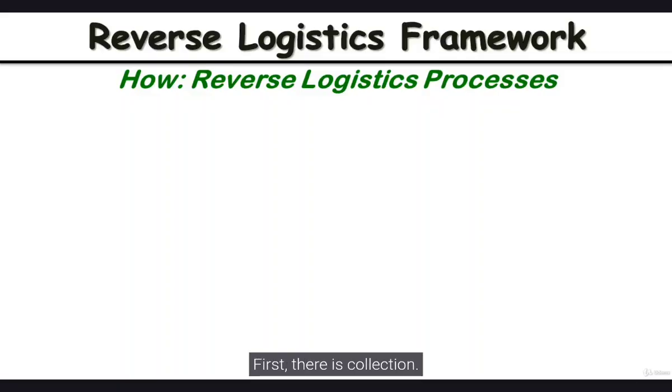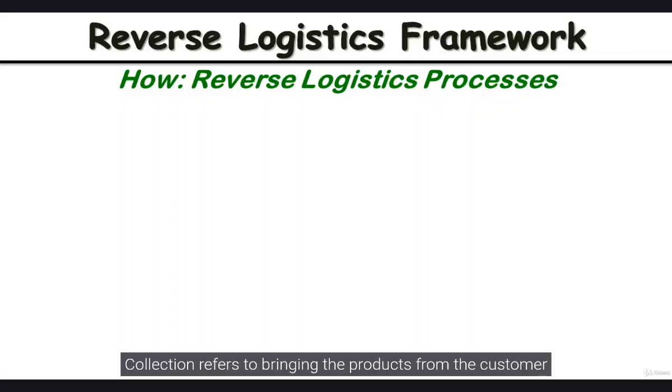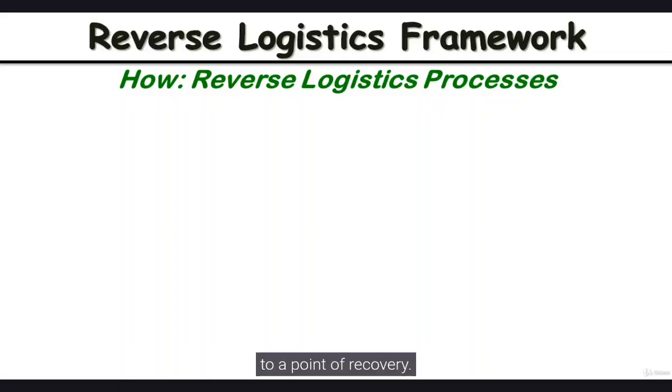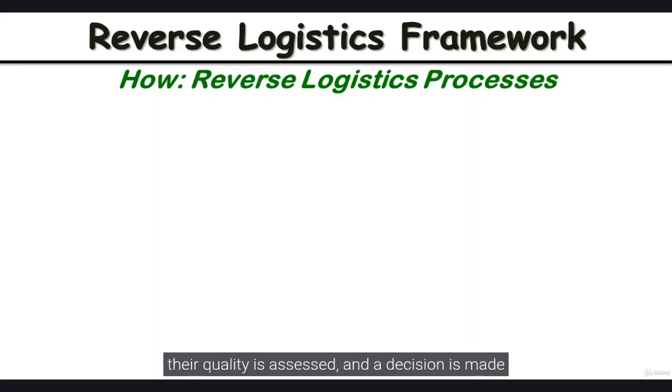First, there is collection. Next, there is the combined inspection, selection, sorting process. Thirdly, there is recovery, which may be direct or it may involve a form of reprocessing. And finally, there is redistribution. Collection refers to bringing the products from the customer to a point of recovery. At this point, the products are inspected, their quality is assessed, and a decision is made on the type of recovery. Products can then be sorted and routed according to the recovery that follows.